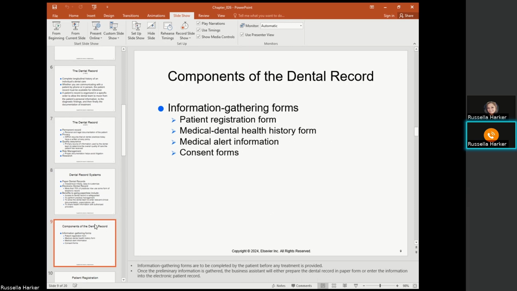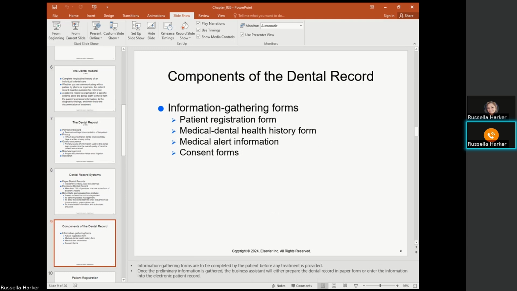With components of the dental record, we have a patient registration form that contains information related to the patient demographics and financial responsibility. The patient is asked to provide all of their demographics, their insurance information, their responsible party, and the signature and date on the patient registration form.